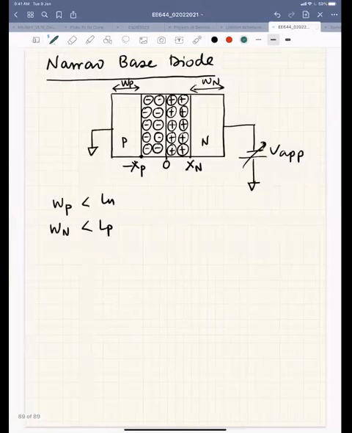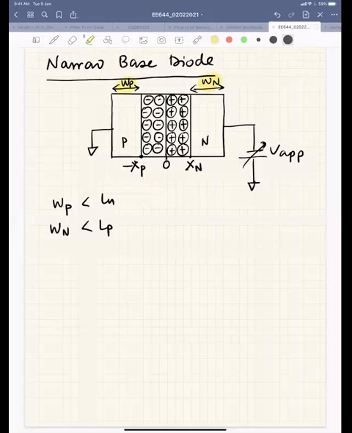It's also an important part, because in most of the cases we'll deal with narrow base diodes. So until now we were talking about wide base diodes, right? Wide base diodes means the width of this P type and N type regions is higher than your diffusion length, right? So WP in the wide base diodes, as we discussed earlier, is much higher than Ln, right?